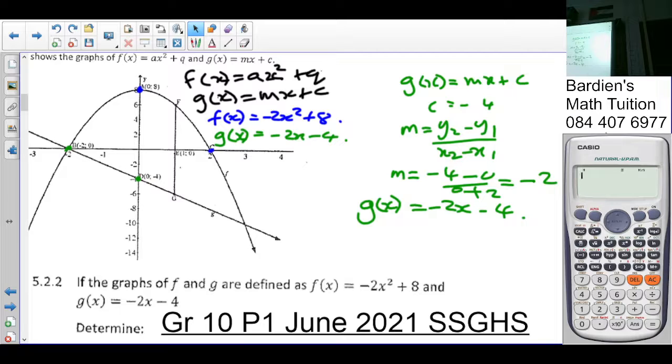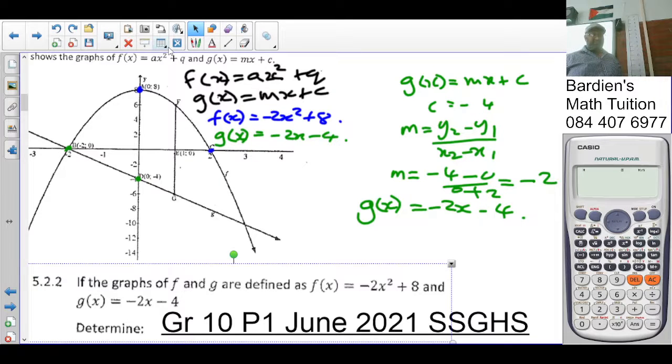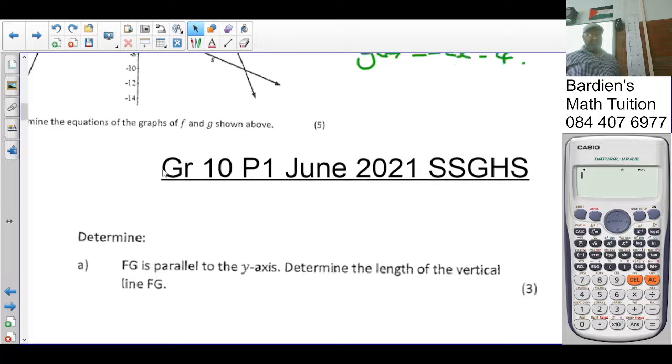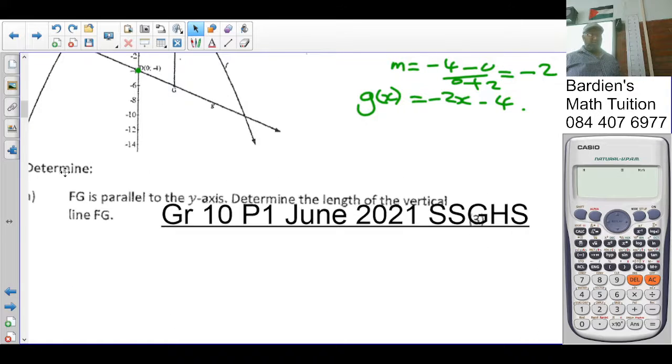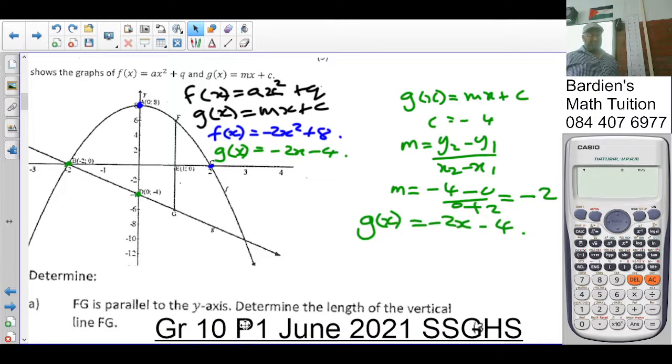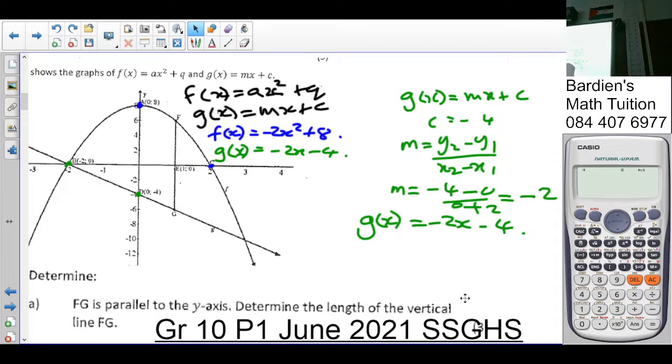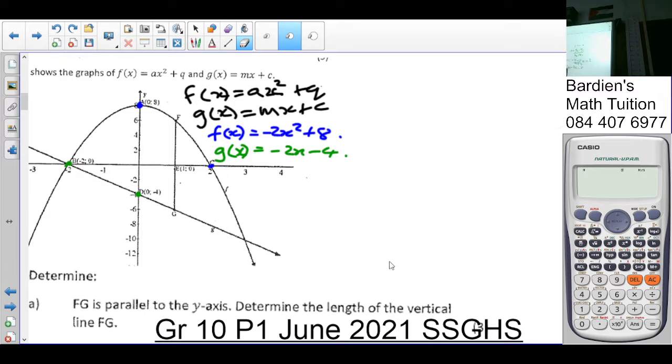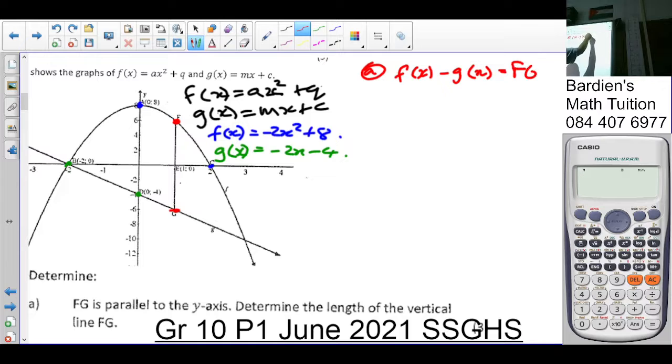Okay? So if the equation of the parabola is defined by that, the question says determine, in the first case, the length of the vertical line FG. So to calculate the length between two graphs, we always look at the top graph minus the bottom graph. So in A, it's going to be f of x minus g of x. That is for FG.